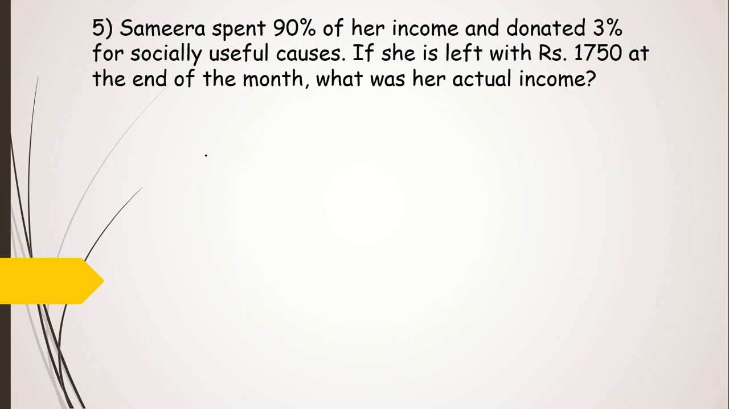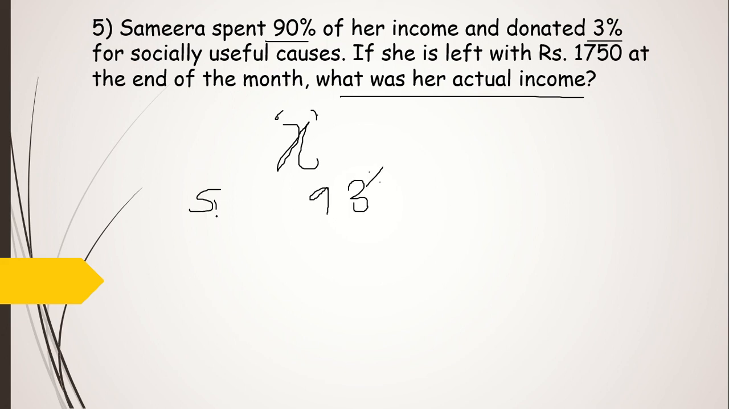So let us start with the last sum. Samira spent 90% of her income and donated 3% for socially useful causes. If she is left with rupees 1,750 at the end of the month, what was her actual income? Okay, so this is same like the first problem, and the middle one, Nikhil's problem that we did. We don't know what is her income, we assume her income to be X. And the money that she spends, 90% and then 3% donated. So total she spends 93%.